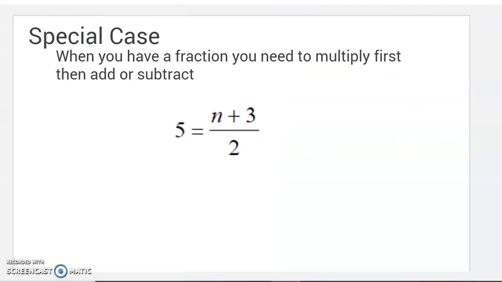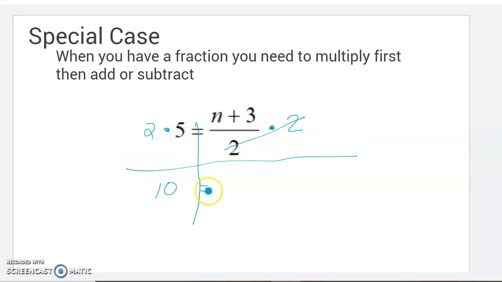Now there's one more thing that we might see in this special case where we have a whole fraction. And so in this case, this is saying n plus 3 divided by 2. So what we need to do here is actually multiply by 2 first to get rid of this division. Multiply by 2 on both sides. 2 times 5 is going to give me 10. And now all of these 2's are gone. So now we just have n plus 3. So you have to get rid of the bottom of the fraction first, the denominator first, and then you'll just be left with what's on top or what's on the numerator.